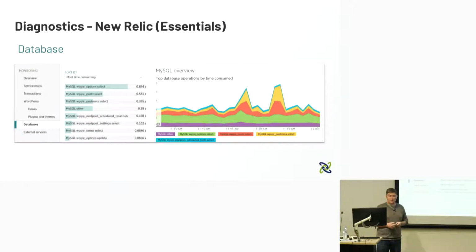You can see the database queries. Although Query Monitor can show you this information as well, Query Monitor is obviously just one point in time. If you know that every 9 o'clock every morning my site is slow, it allows you to go back historically to have a look and see what's going on.